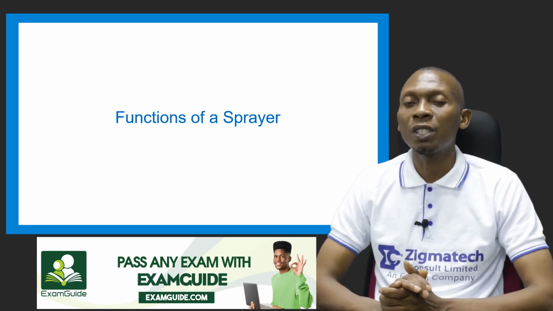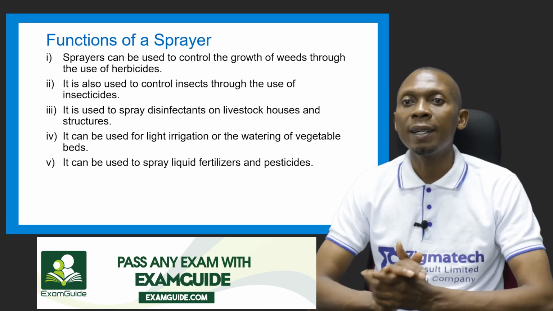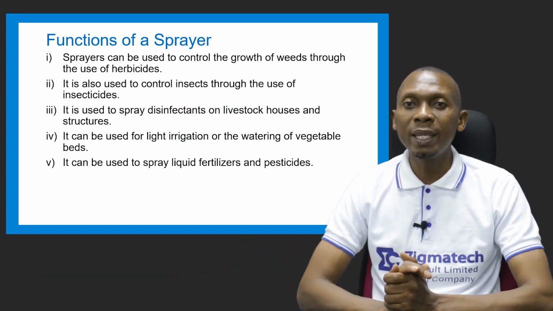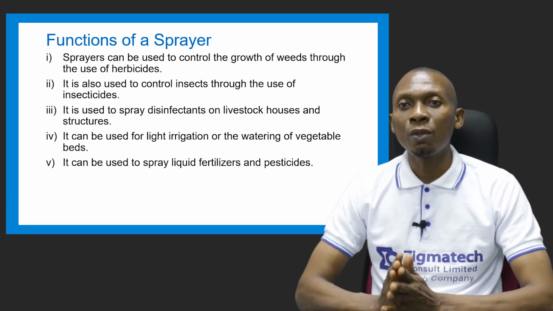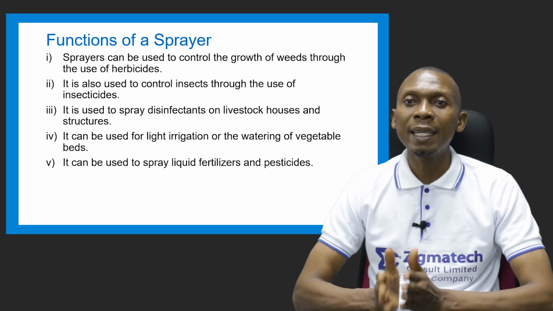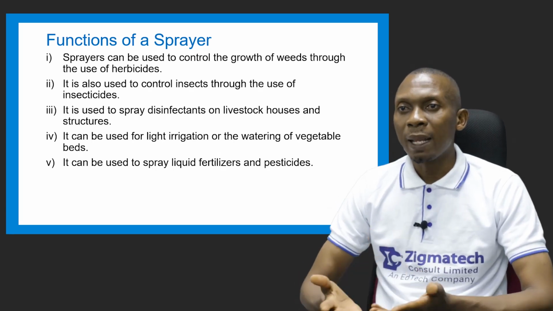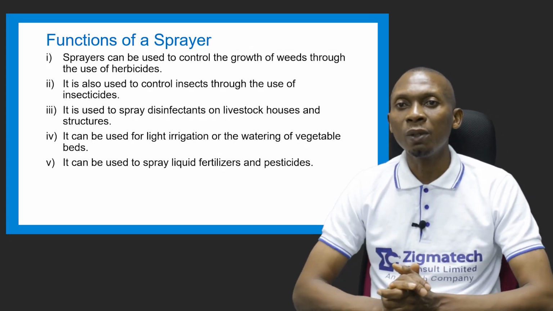Let's look at the function of a sprayer. What's the use of a sprayer? Now the sprayer can be used to control the growth of weeds through the use of herbicides. Herbicides are chemicals that can be used to control weeds, so you can put the herbicides into the sprayer and apply it to weeds, and this helps to kill the weeds on the farm.